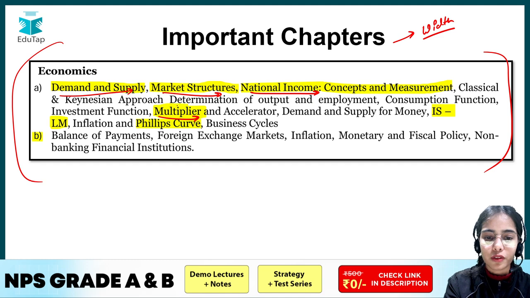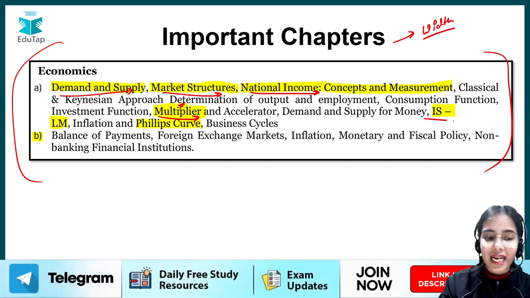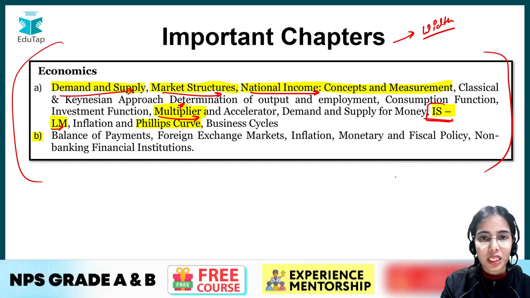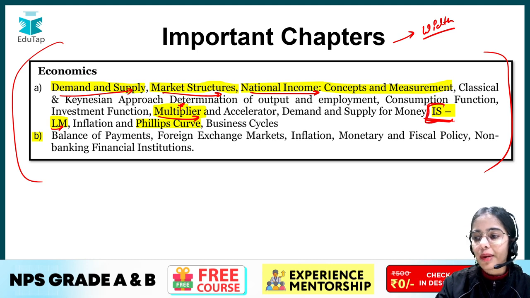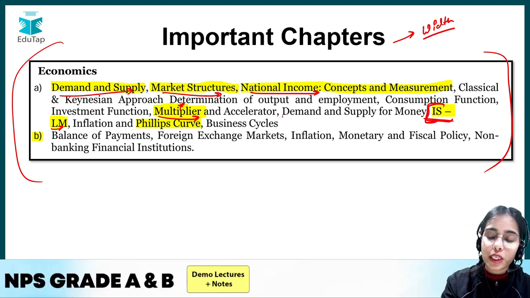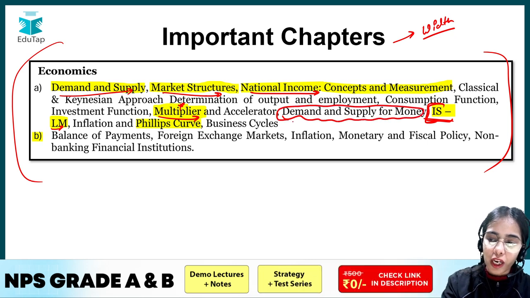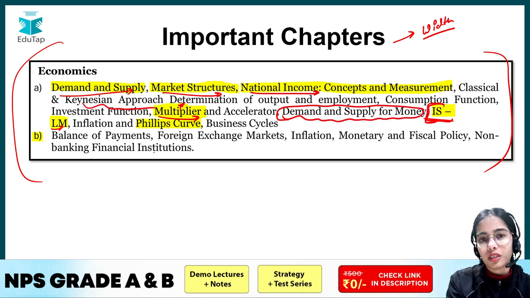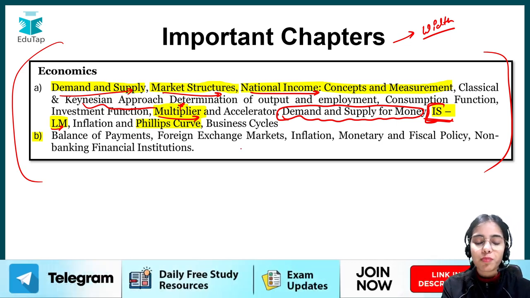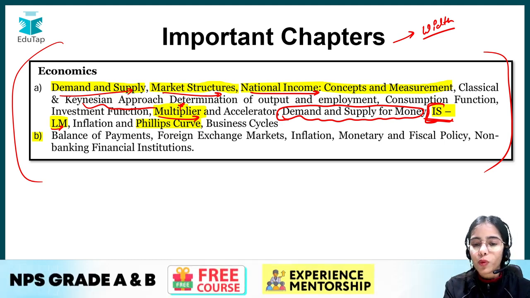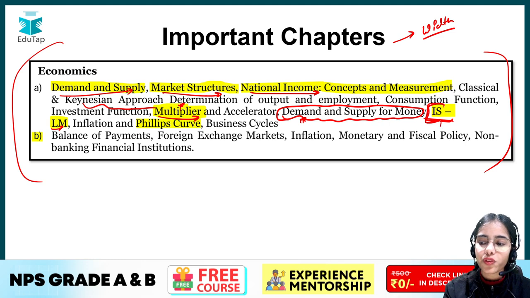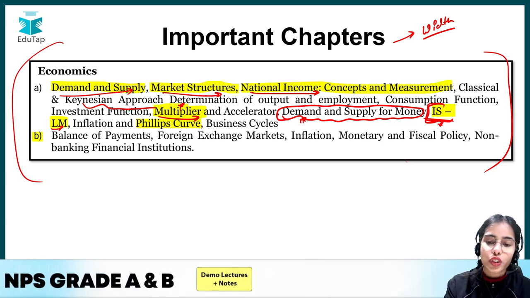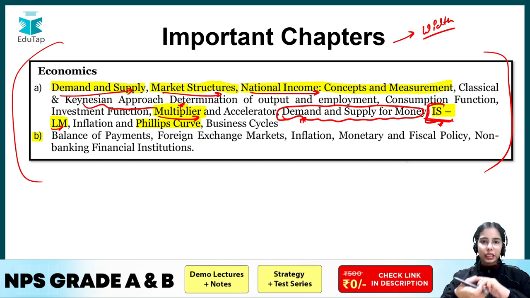Multiplier, the formulas in multiplier are important. ISLM model. Now if you want to cover the ISLM model, which is a very important chapter, you first need to have an understanding of demand and supply of money and the Keynesian approach. So ISLM model is based on the demand and supply of money and the Keynesian approach. So once you have done these two topics, then only you will be able to do the ISLM model. So that's why in economics, see, everything is interrelated. Everything is interrelated in economics.